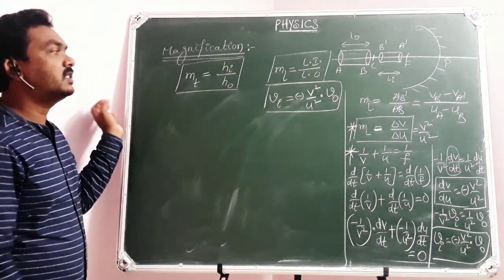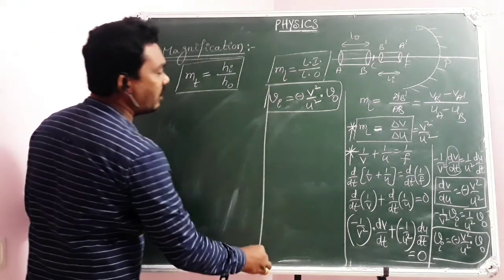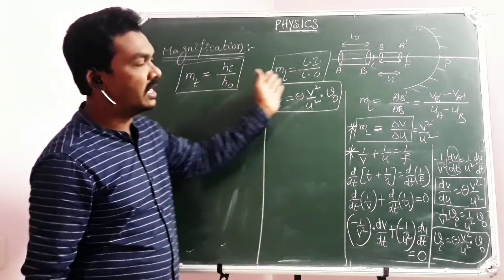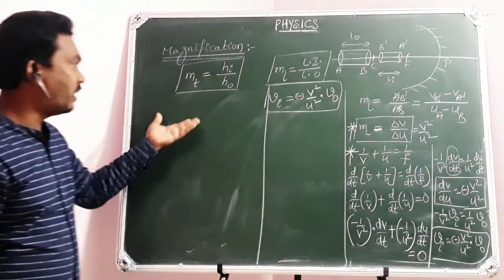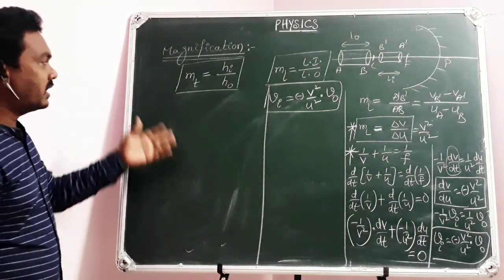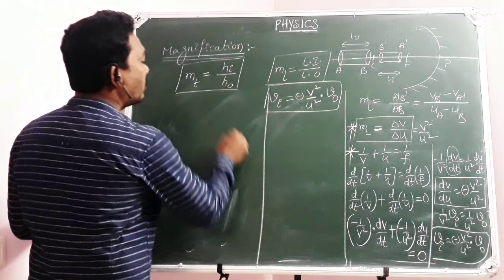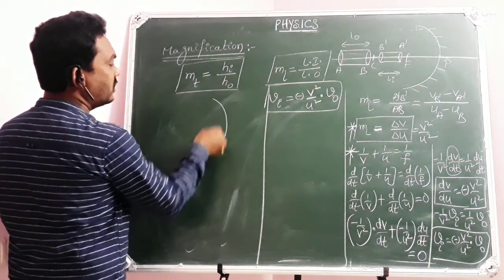Now let us talk about transversal magnification, which is a very small point. That's why I discussed the lengthy part first, and kept this very small part aside. Transversal magnification. Look at this diagrammatic representation.